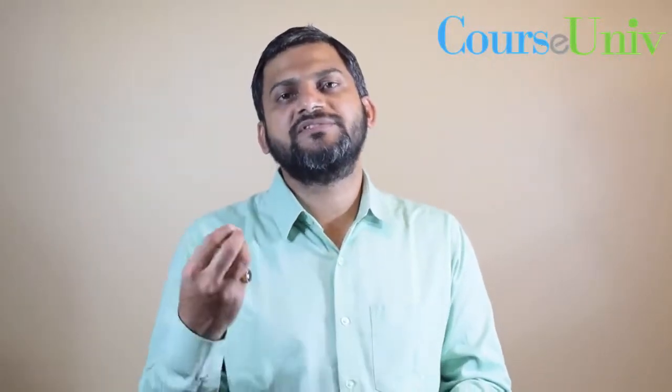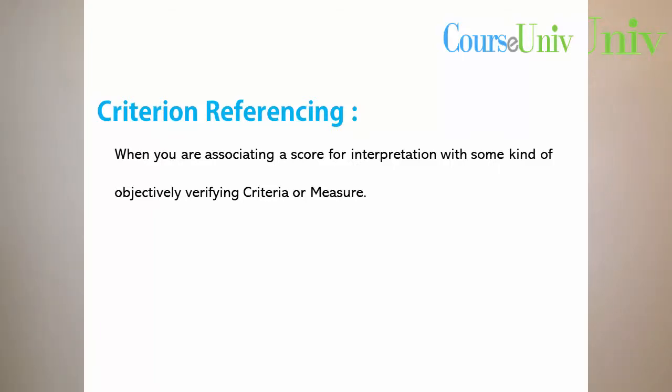One is that you have some objective criteria, that people who get a score of 80 or 70 or 60, let's assume that your objective criteria is 60, that people who get a score of 60 write roughly 60 words per minute, which is basically one word in 1 second. Now that's an objective criteria. So if I tell you that I got a score of 70, you can say that this person roughly writes 70 words per minute. So this is called criterion referencing, when you are associating the score for interpretation with some kind of objectively verifiable criteria or measure.